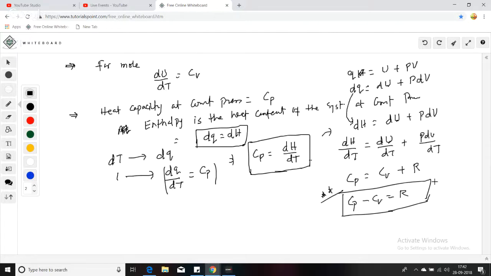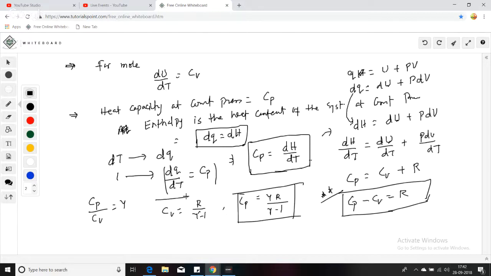One more thing we have here: the ratio of Cp by Cv is equal to gamma. And if you combine these two, we get Cv equals R divided by gamma minus 1, and Cp equals gamma R by gamma minus 1. This is the formula of Cp and Cv in terms of gamma.